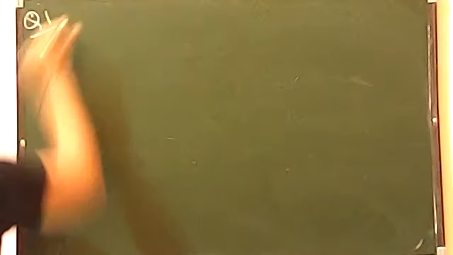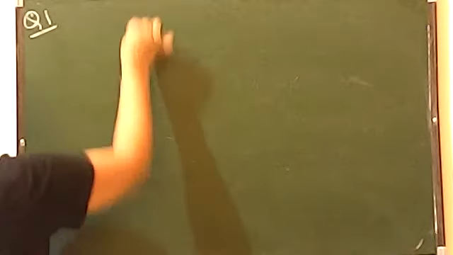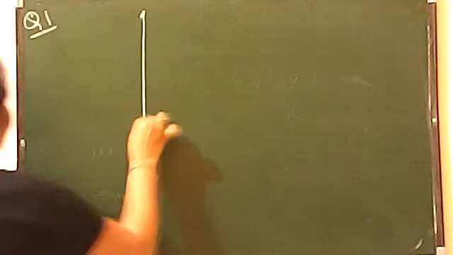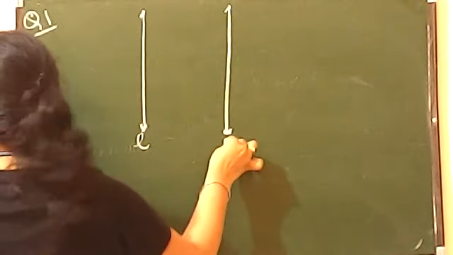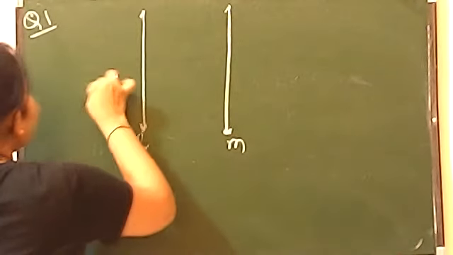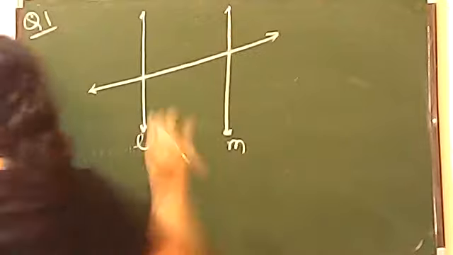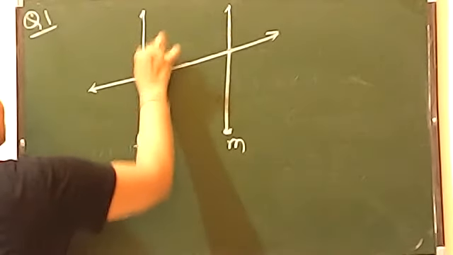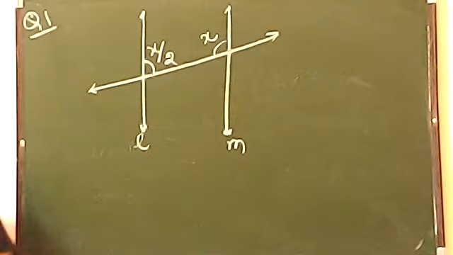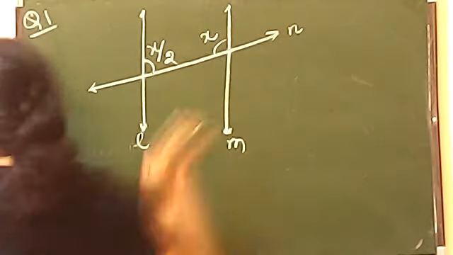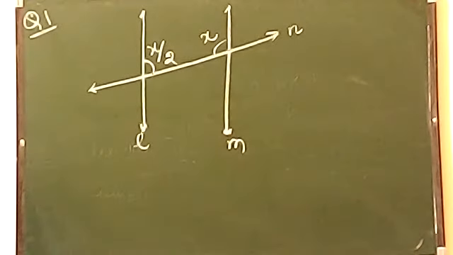Now we are here on the more challenging questions. More challenging question number 1 says that you have two parallel lines. One is L and one is M. So I am mentioning this is L line, this is M line. Now there is a transversal which is cutting them, and this angle is x by 2 and this angle is only x. Now here you have to find out what is the value of x in this case.